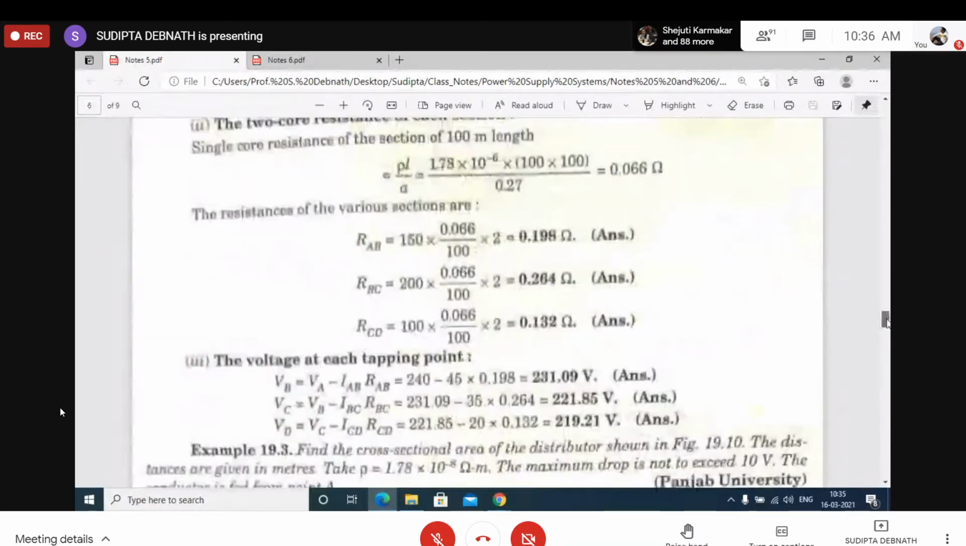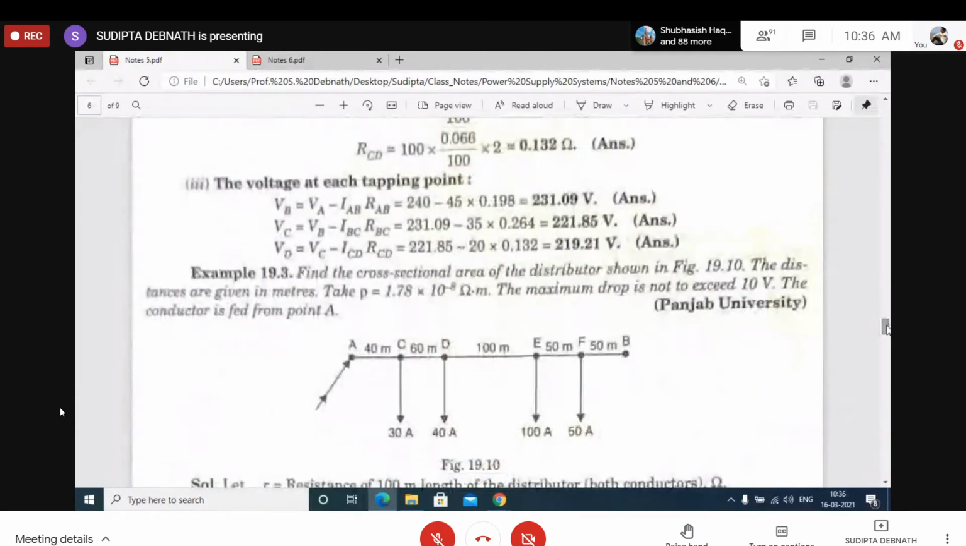Now, next problem, what is given? I will only discuss if anything new is there. Otherwise, I will just skip. You will be able to understand. Find the cross-sectional area of the distributor shown in the figure. The figure is given. The distances are given in meters. Take rho equal to this one. Maximum drop is not to exceed 10 volts. You know, maximum drop will occur at the point F, not B, because B is not carrying any current. So maximum voltage drop will be at this F.